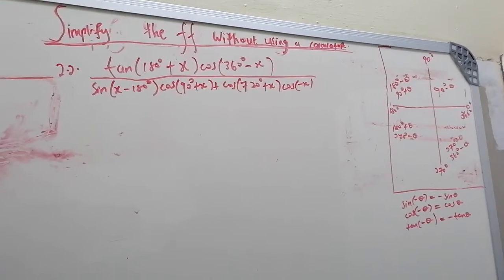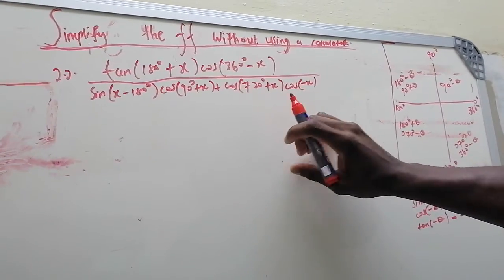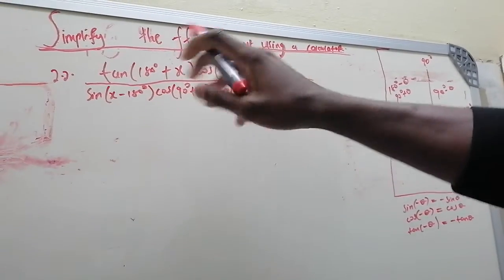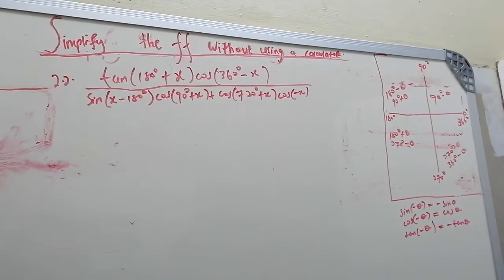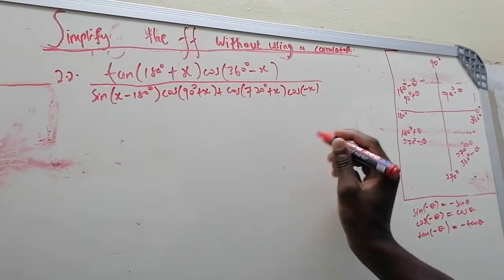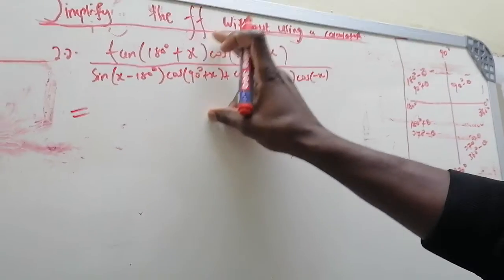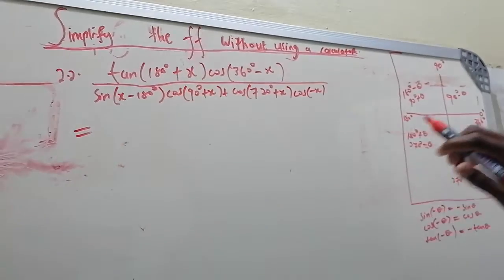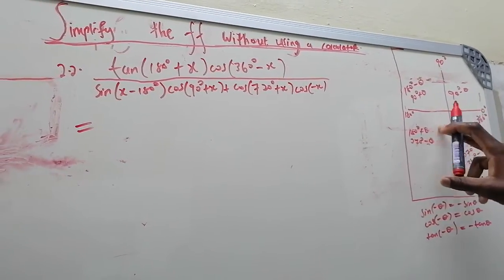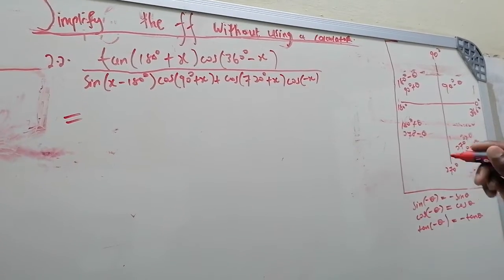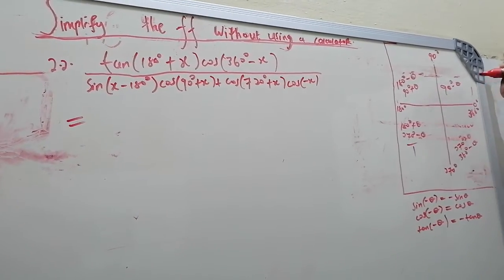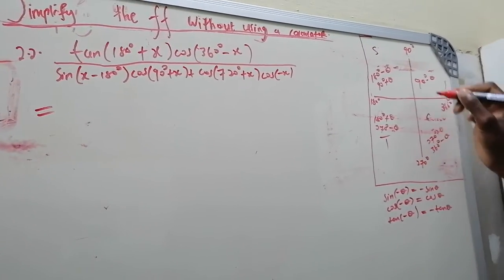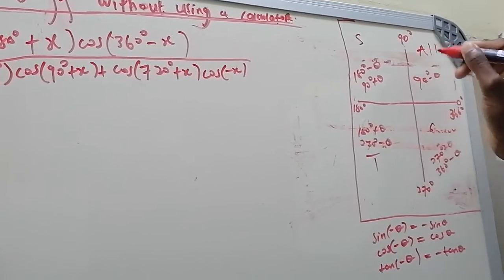Thank you. Okay, this is the second problem, which is 2.2, under the title simplify the following without using a calculator. Therefore, to solve this problem, I'm going to solve this tan into 180 degrees plus x. 180 degrees plus x is in the third quadrant, which is this quadrant. Therefore, tan is positive in this quadrant. Since we have tan here, we have sine here, we have cos here, and then we have all.